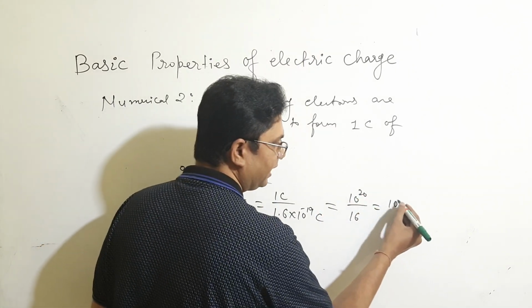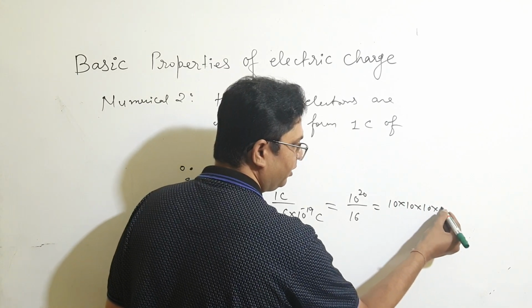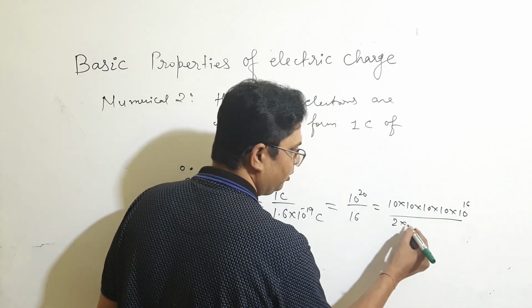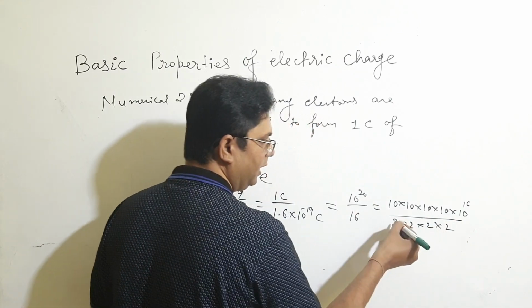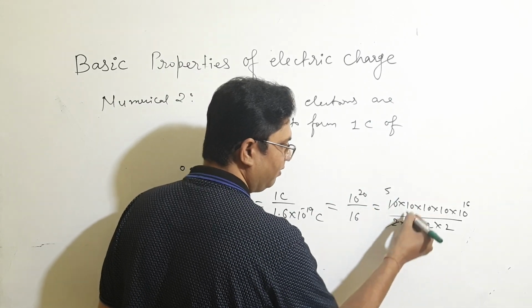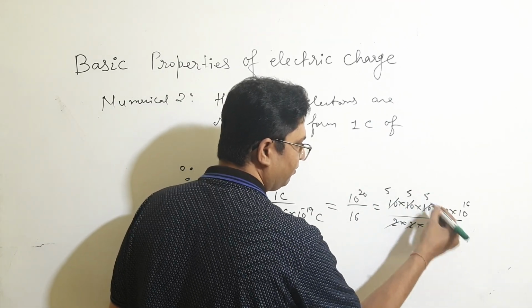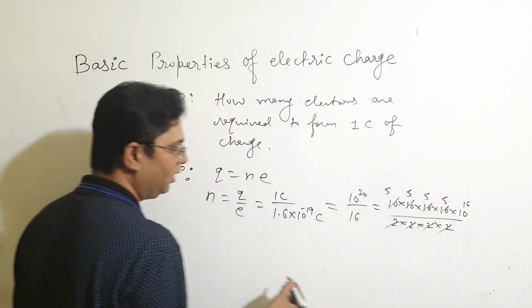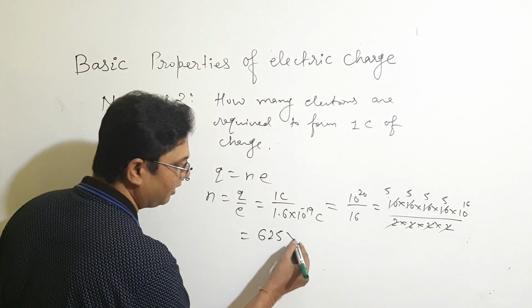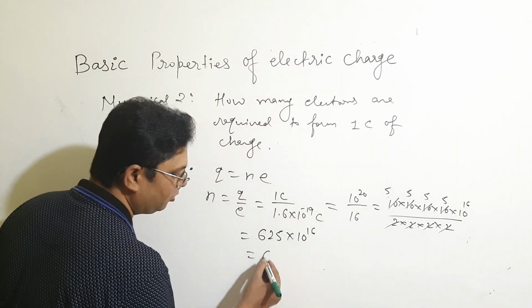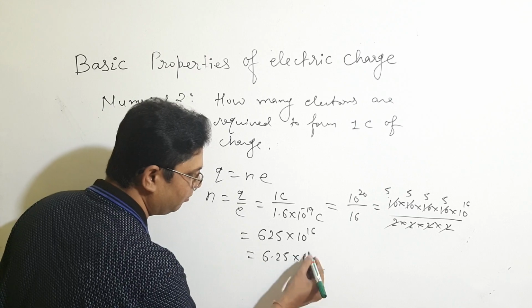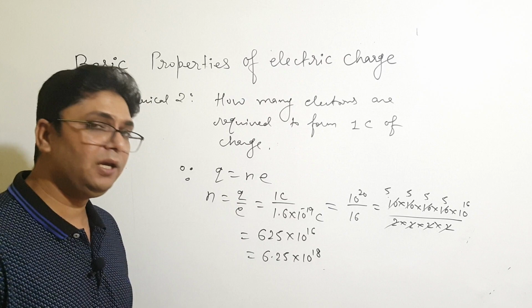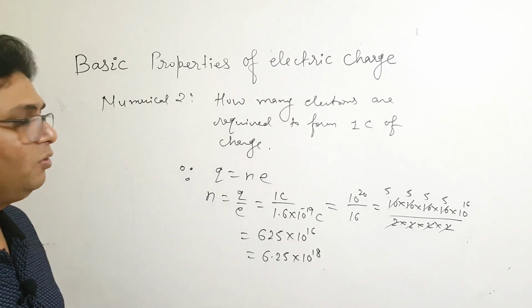This can be written as 10 to the power 4 times 10 to the power 16, and 16 is 2 into 2 into 2 into 2, four times. 2 divided by 10 is 5, four times. 5 into 5 is 25, 25 into 25 is 625, times 10 to the power 16, which you can write as 6.25 times 10 to the power 18. Thus 6.25 times 10 to the power 18 electrons are required to form 1 coulomb.